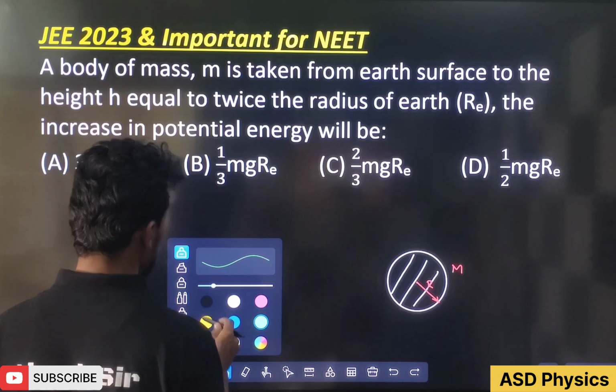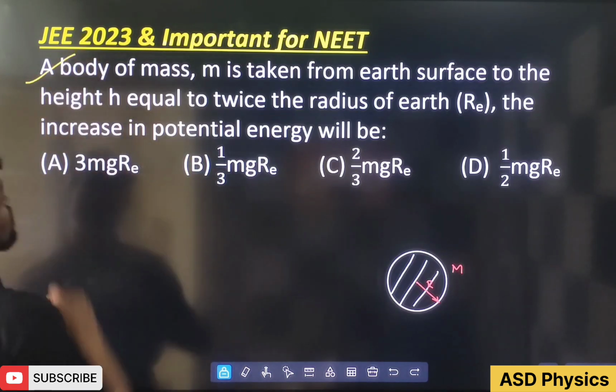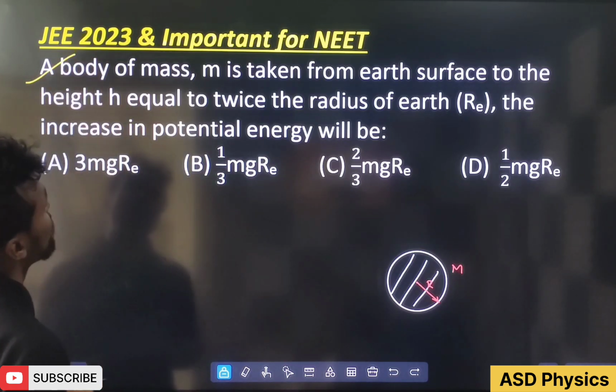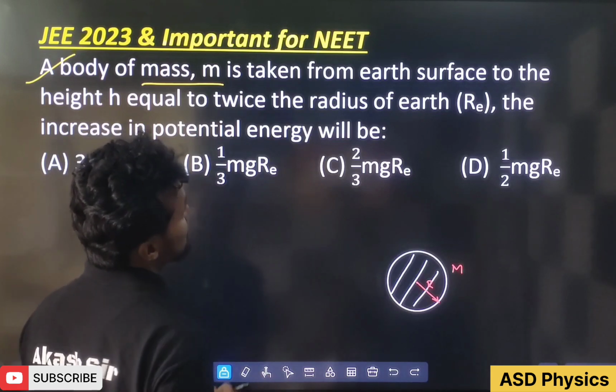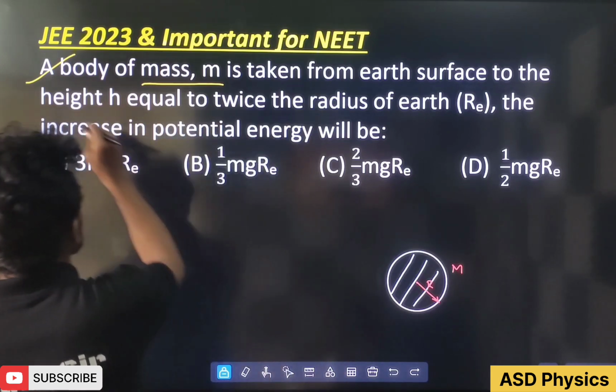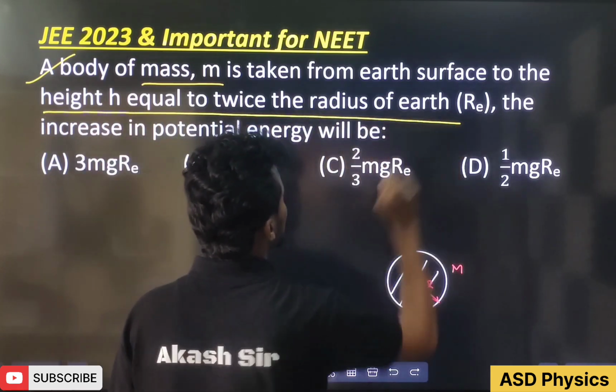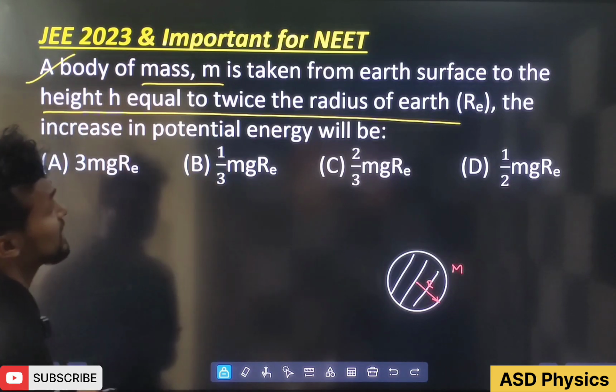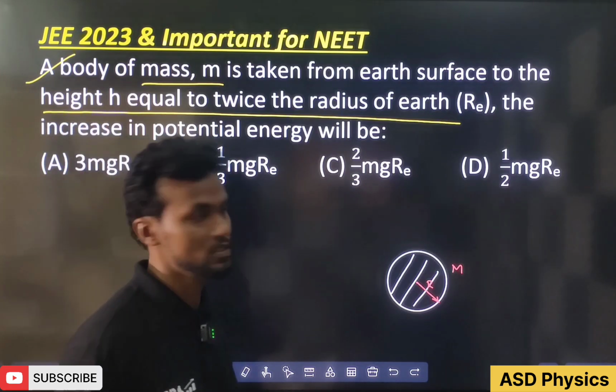So the first question is a JEE 2023 question. Let's go through it. A body of mass m is taken from Earth's surface to the height h equal to twice the radius of the earth. The increase in potential energy will be how much?